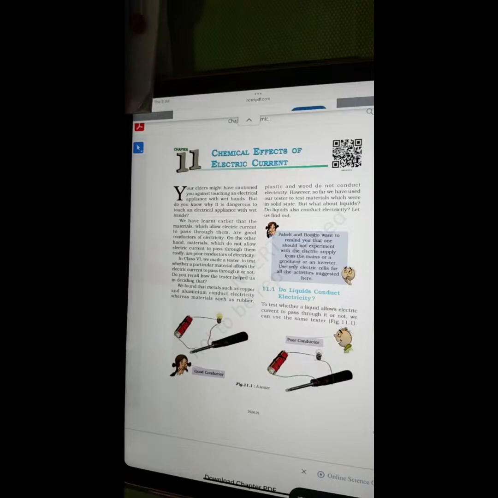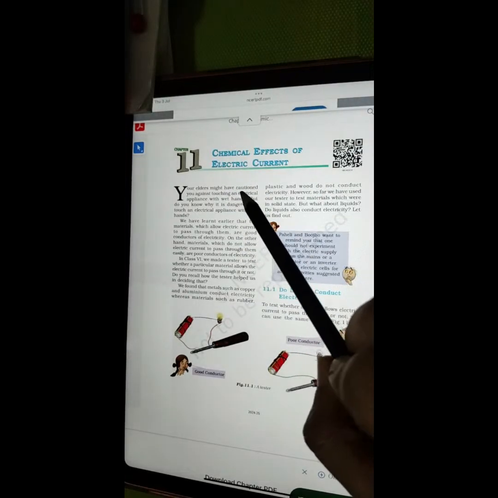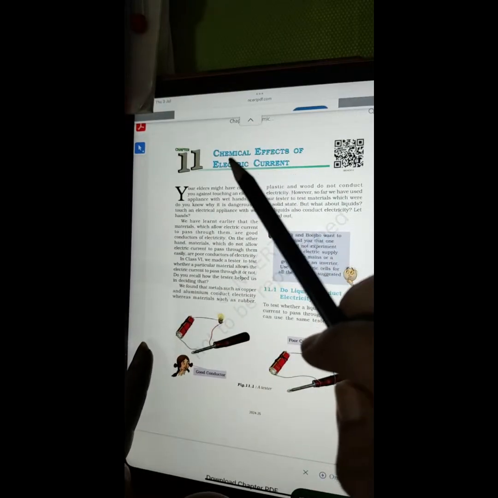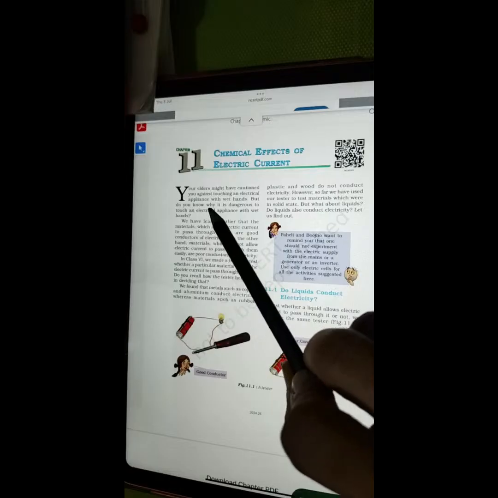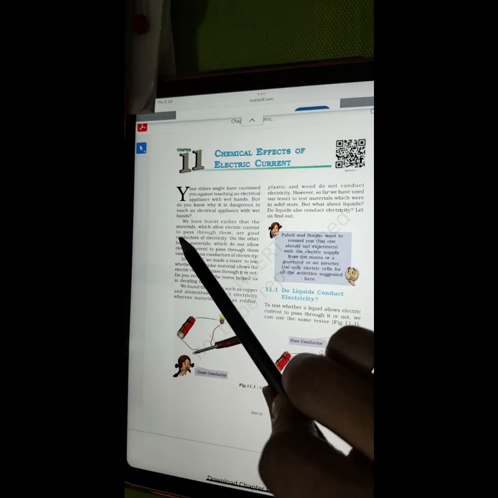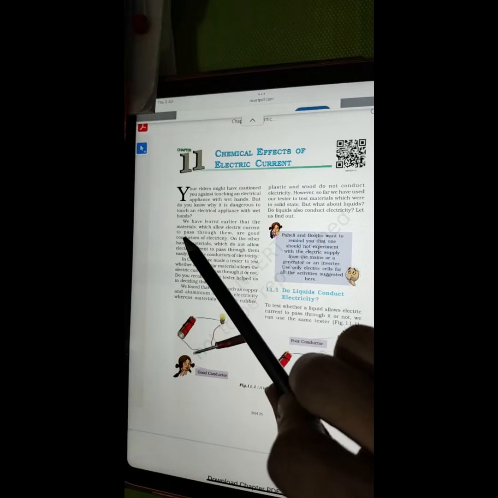Let's get started with chapter 11, Chemical Effects of Electric Current. Your elders might have cautioned you against touching an electrical appliance with wet hands. But do you know why it is dangerous to touch an electrical appliance with wet hands?